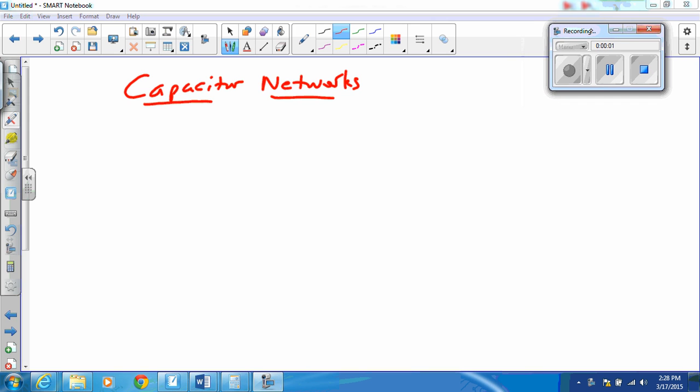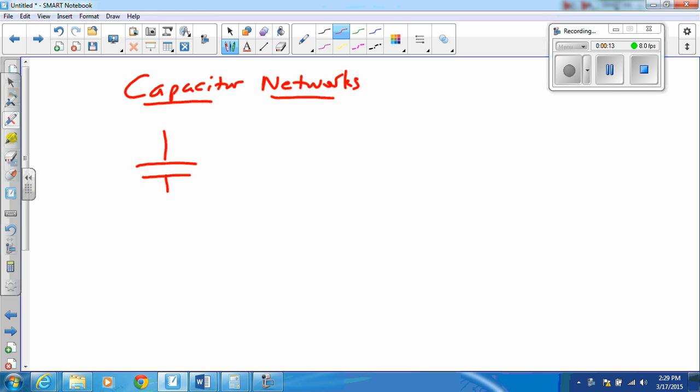Okay, we're going to talk further about capacitor networks. In particular, we're going to talk about equivalent capacitance. So yesterday we talked about two main ways that capacitors can be connected.